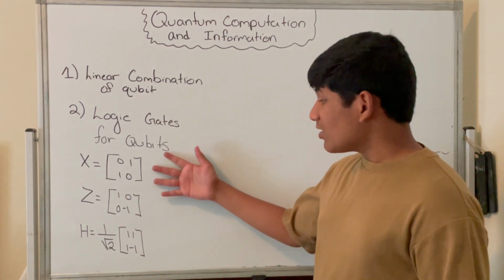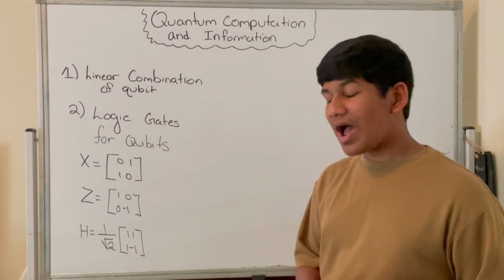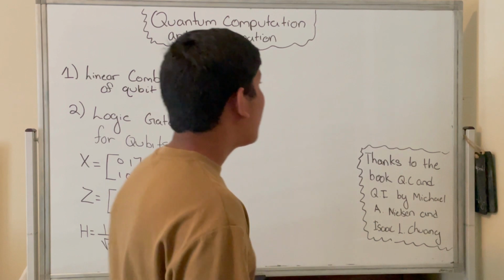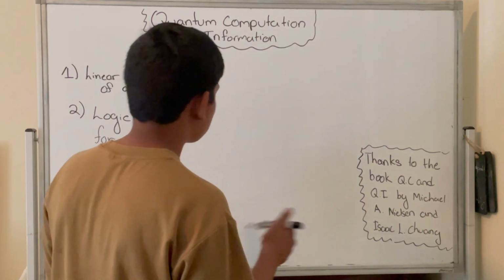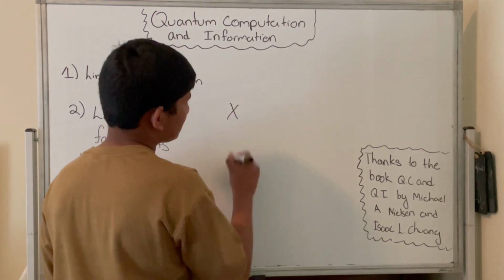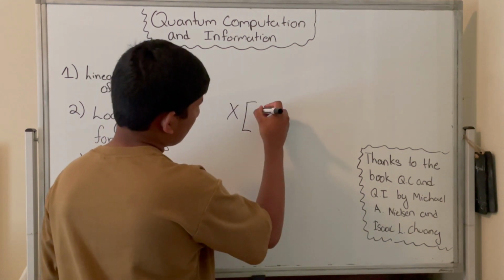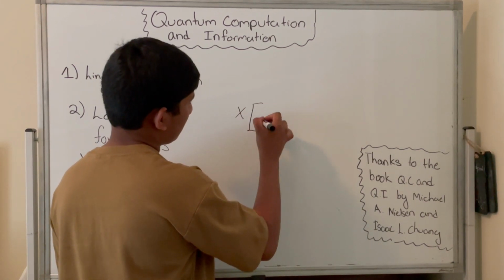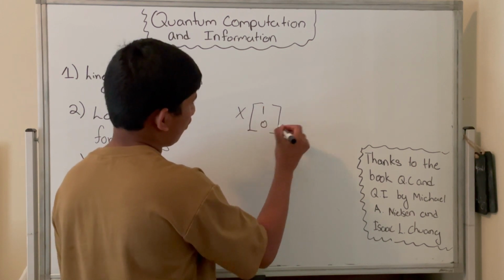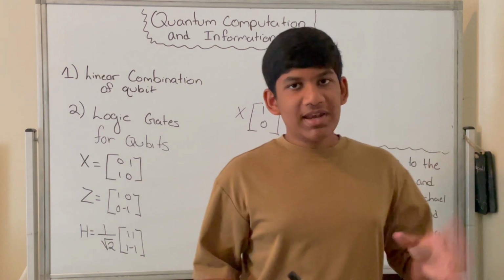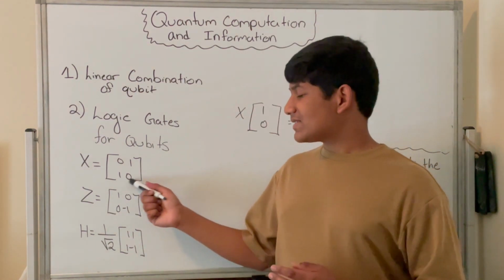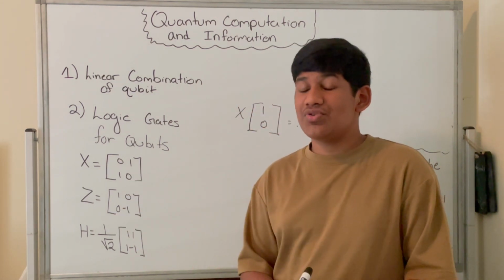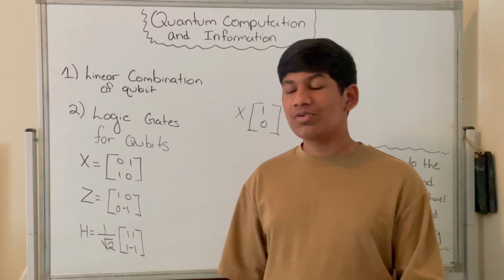Now, in order to understand how these work, we have to elaborate and extend this, or more specifically, extrapolate this onto the 0 and 1 vectors. So let's write it in notation. X times the vector 1, 0 should equal what? Right now, I want you to try to find what this logic gate is equivalent to in a digital computer. Is it the NOT gate, is it the OR gate, or etc.?